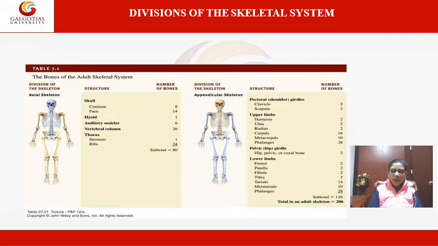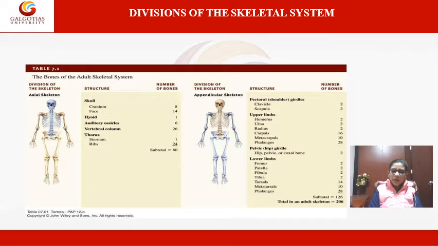Next is division of the appendicular skeleton. In the appendicular skeleton you can see the shoulder girdles, which are called pectoral girdles, and the shoulder bones. This covers two bones, clavicle and scapula. Just focus on this bluish part, which represents the axial skeleton, and here it represents the appendicular skeleton. You can see the extremities. First one is pectoral girdles. In the pectoral girdles there are two clavicles and two scapulae.